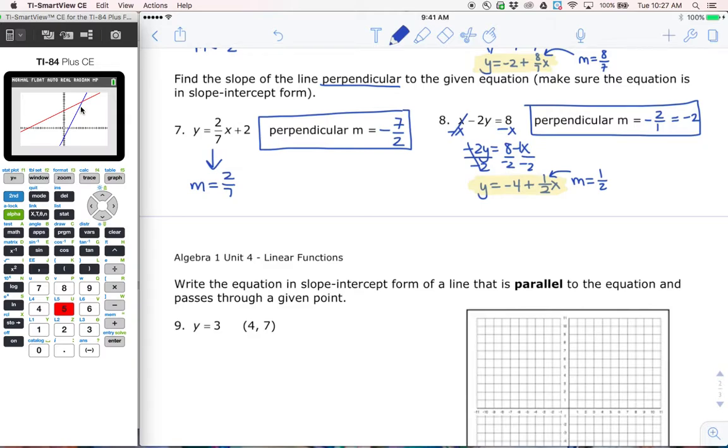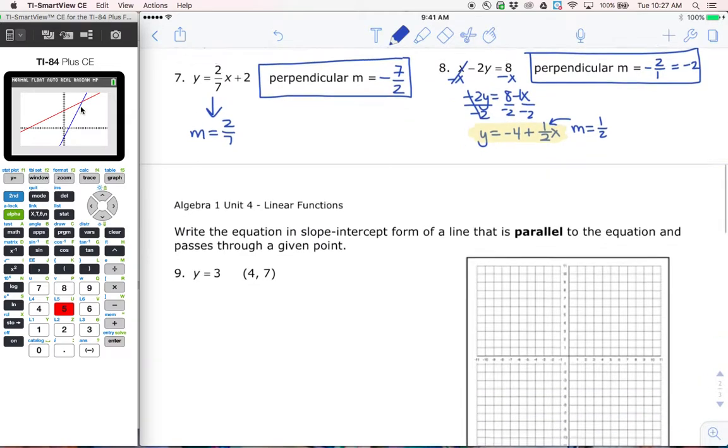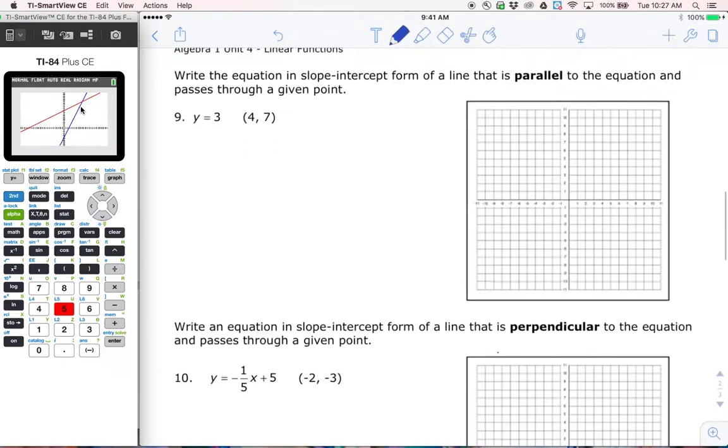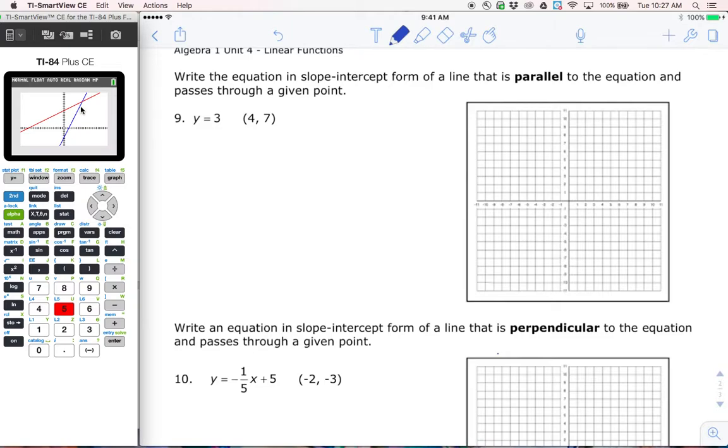Last but not least, how you will probably be tested over this, and something you're going to need to do in geometry, is you're going to need to be able to find equations that are parallel but that also go through a specific point. So let's look at this problem here. This problem says, write an equation parallel to the given equation. So parallel to y equals 3.